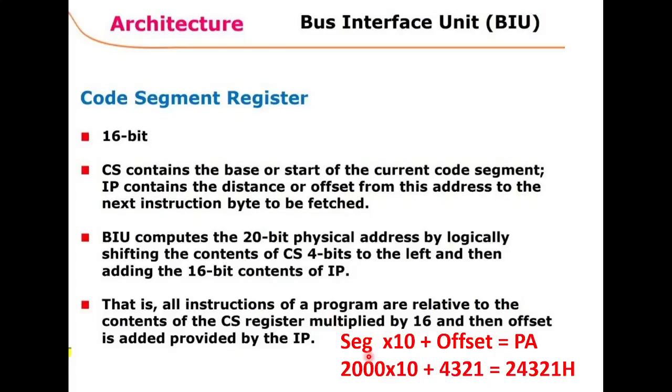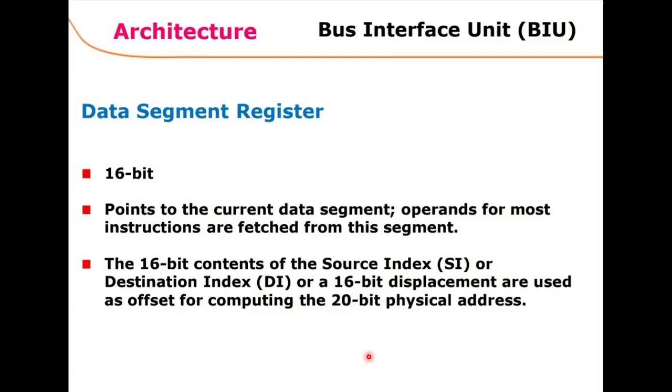So now we'll see the next one. Data segment register. The data segment register is also 16-bit long and it points to the current data segment. Operands for most instructions are fetched from this segment. And the 16-bit content of the SI or DI or a 16-bit displacement is used as an offset for computing the 20-bit physical address. So we can use SI or DI.